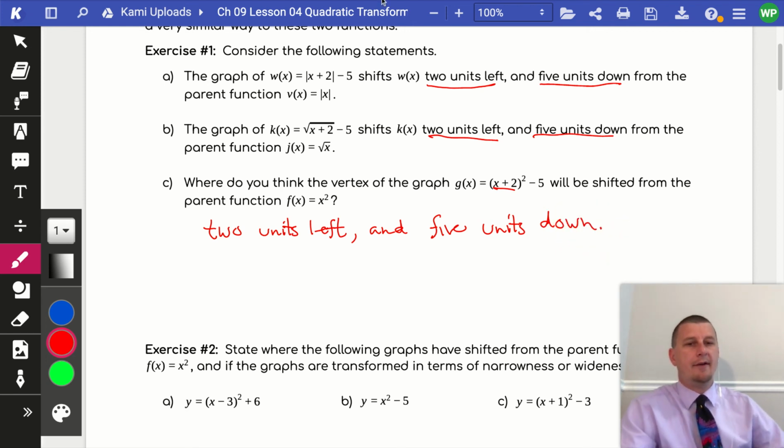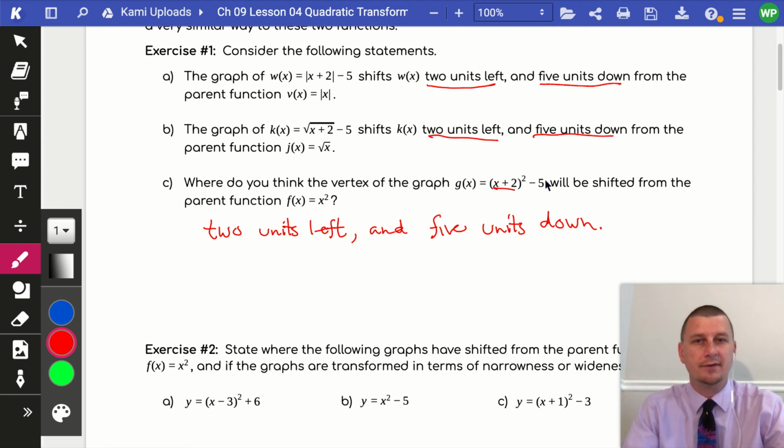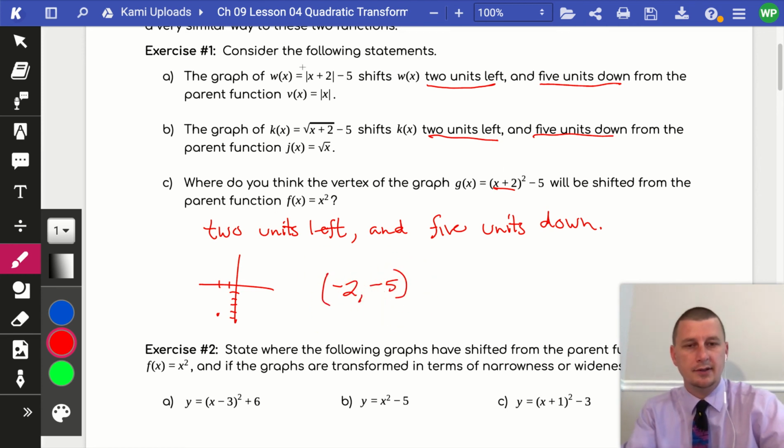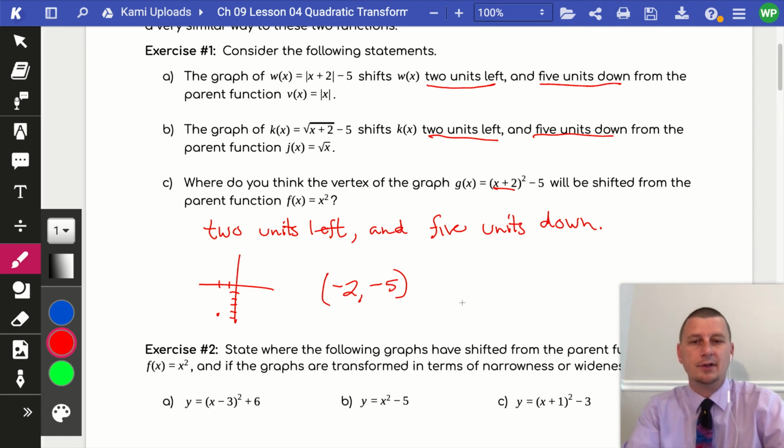So if we have parabolas or quadratics in this form right here, we could tell how that parabola has been shifted from the parent function. Just another way of finding our vertex. Because if our vertex was 2 units left from the origin, 1, 2, and 5 units down from the origin, we know that our vertex is going to occur at -2, -5. And if you were to put this in your graphing calculators, you would see, in fact, that the vertex is occurring at -2, -5.